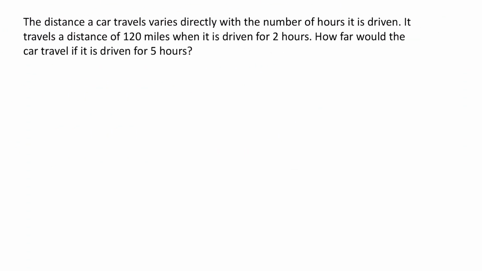So it says the distance a car travels varies directly with the number of hours it's driven. It travels a distance of 120 miles when it's driven for 2 hours. How far would the car travel if it's driven for 5 hours? So here's our important phrase. The distance a car travels varies directly with the number of hours it's driven. Okay, so distance varies directly, so distance equals K times hours.